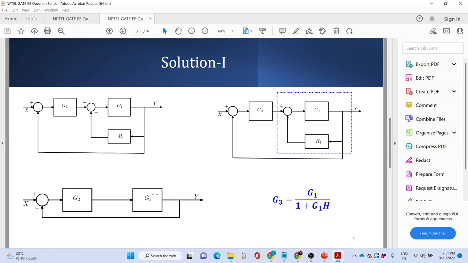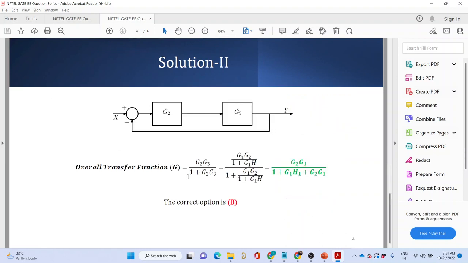So now you can consider G3 as a single block and G2 over here. And we again do the same operation. G2 into G3 divided by 1 plus G2 into G3. So if you do that, you are going to get this answer. That is G2 into G1 divided by 1 plus G1 into H plus G2 into G1. Good enough, Kirti, you are correct.